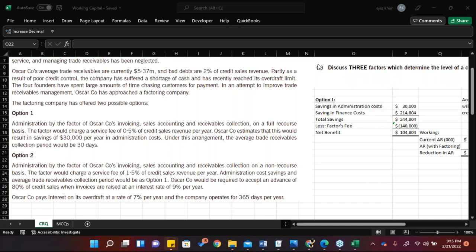Fazan, we don't need to show bad debts in option one, because without factoring even bad debts will be there. So even if you go for option one, there will be no saving in the bad debts. So better not to show bad debts now, but we will be showing bad debts as savings in option two.